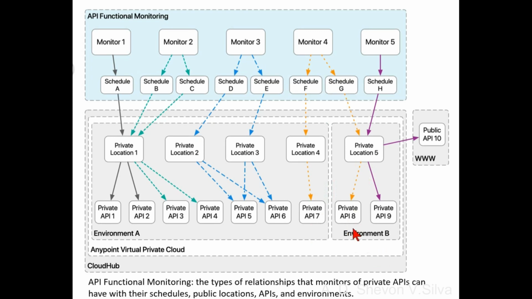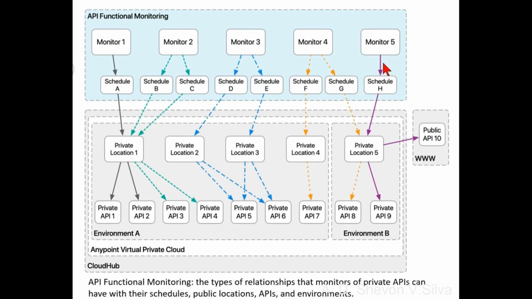One environment could be a test environment and the other environment could be a production environment, where private API 7 and private API 8 are copies of the same API. Monitor 4 is written to test one or more endpoints in the private API 7 and the same endpoints in private API 8, although it could also test endpoints in more private APIs.